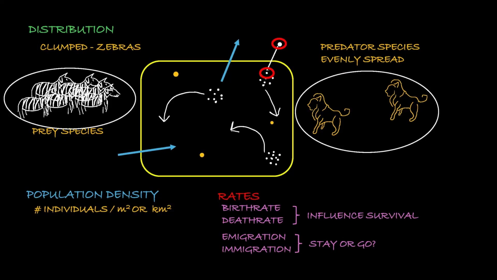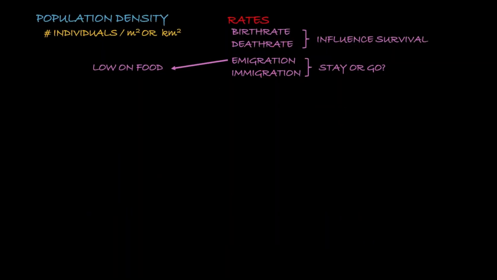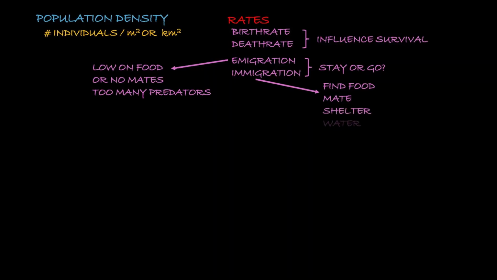And why might they be doing that? Let's think about why they might be doing that. Well, they're going to emigrate from a place if they are low on food and they are running out of food in that location, or they are not finding a mate. They're going to go somewhere else where they can find a mate, or there are too many predators. And so they have to leave to get away from the predators, and they're going to immigrate into a place for just the opposite, to find food, to find a mate, to find shelter, to find water, and so on. The same reasons humans emigrate and immigrate to go find work, to find a livelihood.